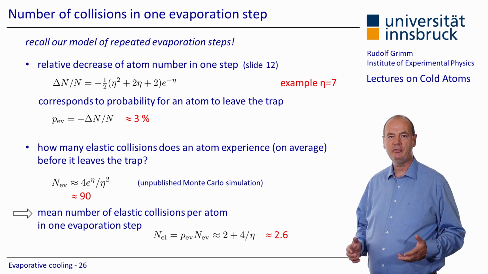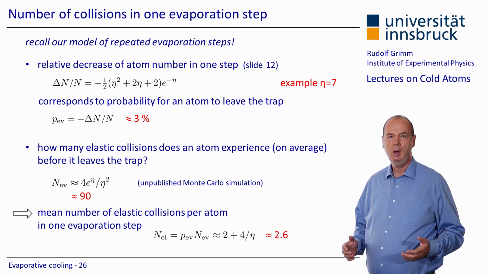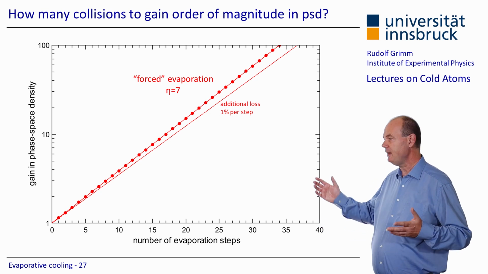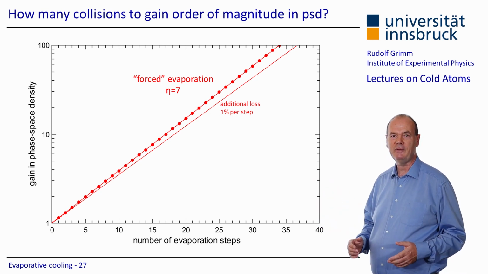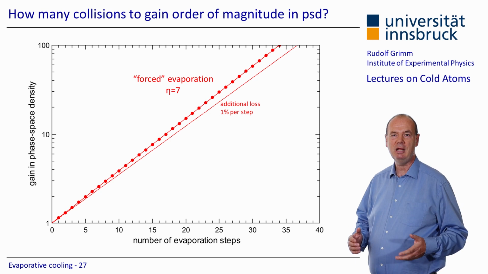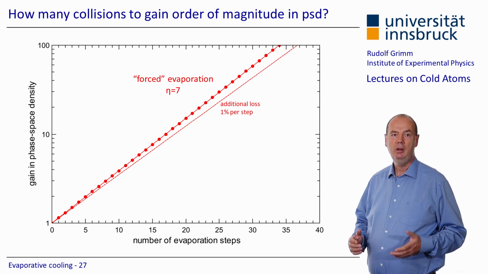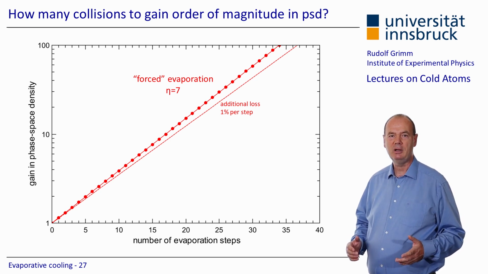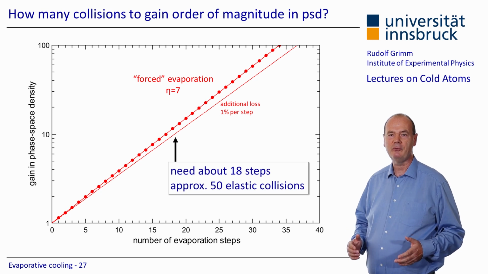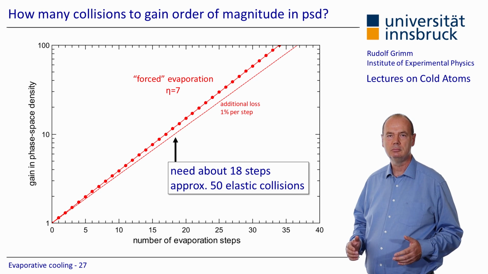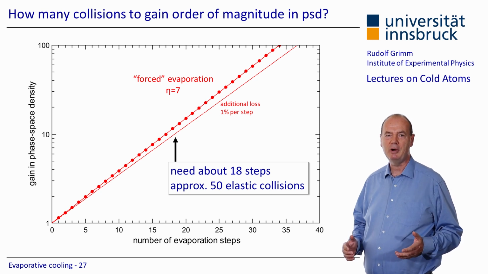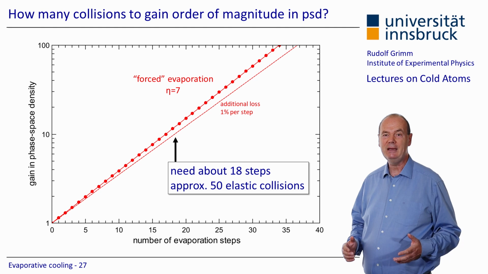But how many collisions do we need for gaining, let's say, 1 order of magnitude in phase space density? On slide 20, we have already seen that for eta equals 7, we need about 18 evaporation steps. This tells us that we need approximately 50 elastic collisions for gaining 1 order of magnitude in phase space density. Let me note that in practice, when things are not ideal, the number may be significantly larger.